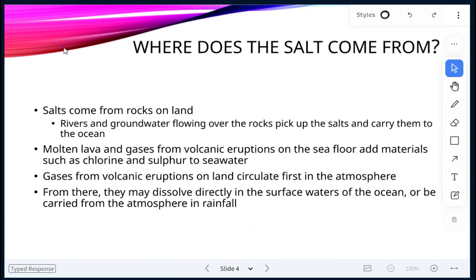So where is the salt coming from? Salts are coming from the rocks on the land. Rivers and groundwater, as they're flowing over rocks, pick up the salts and carry them to the ocean. As well, molten lava and gases from volcanic eruptions on the seafloor are also adding materials such as chlorine and sulfur to the seawater. Gases from volcanic eruptions on land circulate first in the atmosphere. From there, they may dissolve directly in the surface waters of the ocean or be carried from the atmosphere in rainfall.